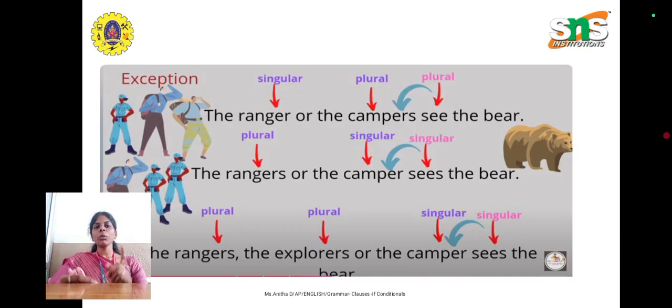Another example: now the plural subject comes first and the singular comes next to the verb. The rangers or the camper sees the bear. Why have I used sees, a singular verb, here? Because the nearest subject is singular. Another example: the rangers, the explorers or the camper. However many plural subjects there are, don't worry about it. Just check which subject is nearer to the verb. Here the nearest subject is camper, which is singular, so we have to use the singular verb sees.